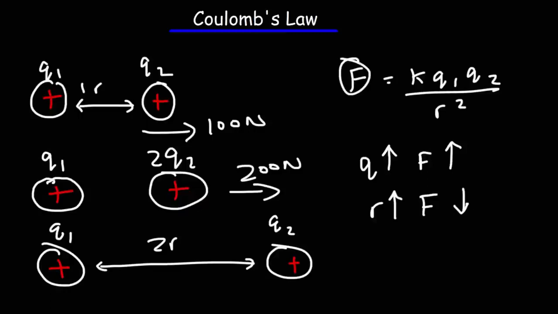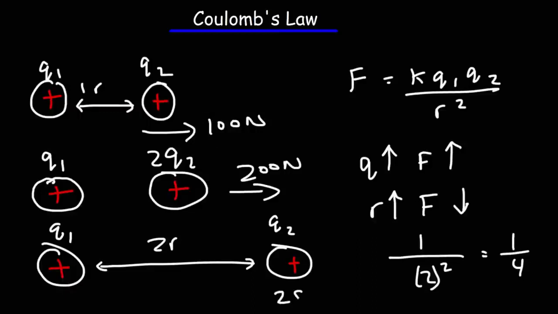The force is inversely related to the square of the distance. So the force is not going to cut in half. It's going to be 1/4 of its original value. Because if you were to plug in 2 into that equation and 1 for everything else, it would be 1 over 2 squared, which is 1 over 4. So it's going to be 1/4 of its original value, which means it's going to be 25 newtons.